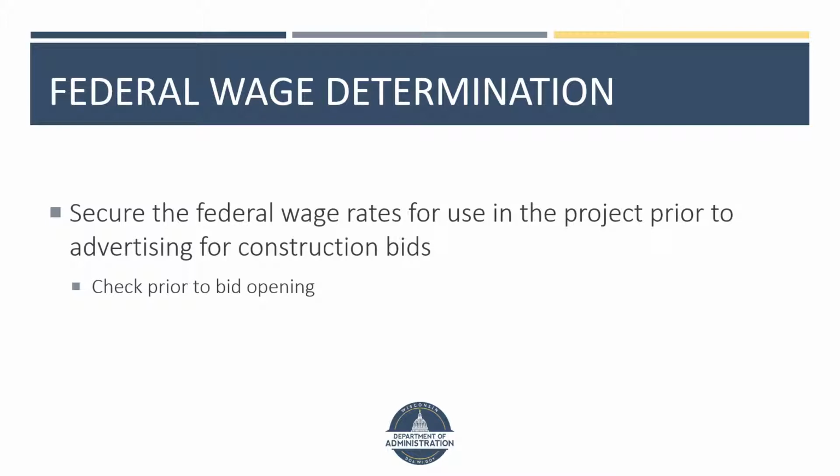The labor standards officer must secure the appropriate wage rates, formally referred to as the federal wage decision, for use in the project prior to advertising for construction bids and prior to bid opening. The wage determination and corresponding decision indicate the type of construction that will take place and the rates the construction workers will need to be paid. This information will help prospective bidders assemble their bid packets, as the construction workers they employ will need to be paid wages and benefits according to the federal wage decision.